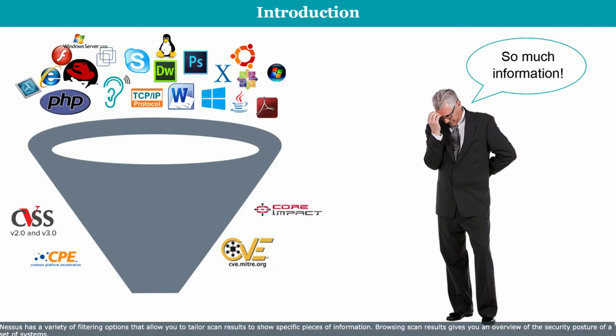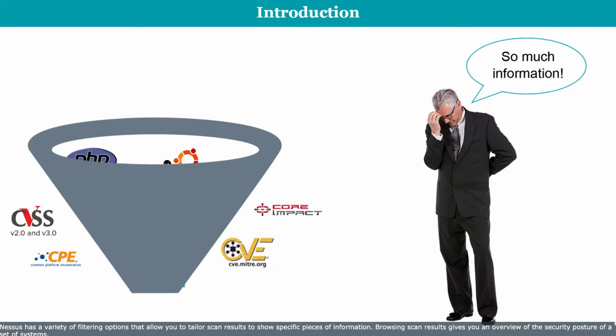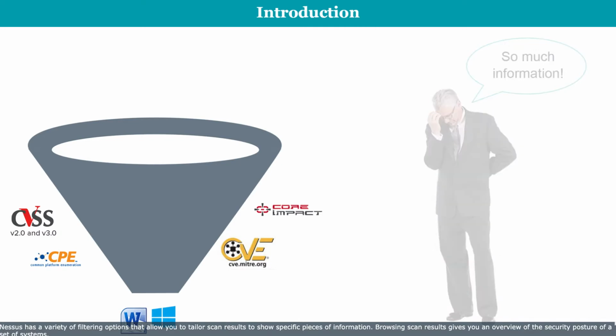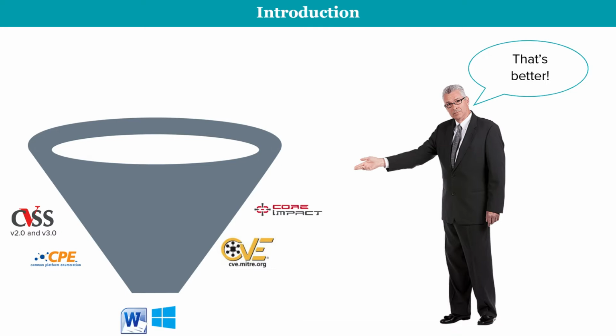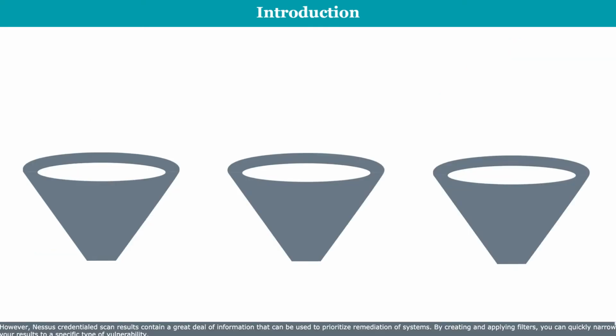Nessus has a variety of filtering options that allow you to tailor scan results to show specific pieces of information. Browsing scan results gives you an overview of the security posture of a set of systems. However, Nessus credentialed scan results contain a great deal of information that can be used to prioritize remediation of systems. By creating and applying filters, you can quickly narrow your results to a specific type of vulnerability.